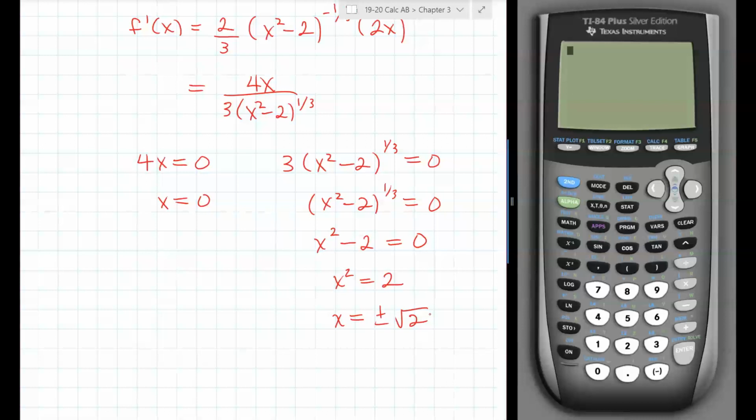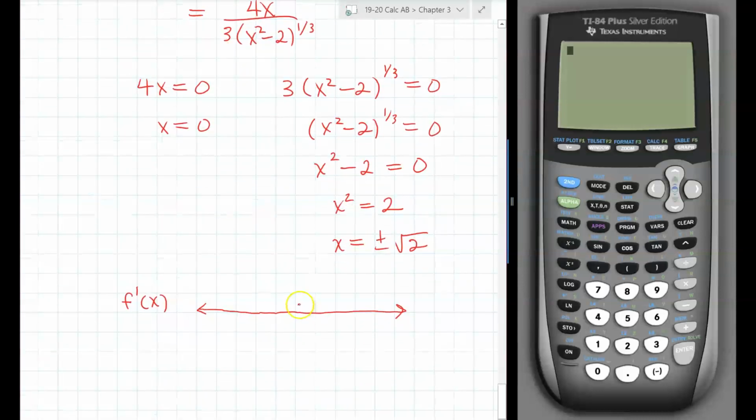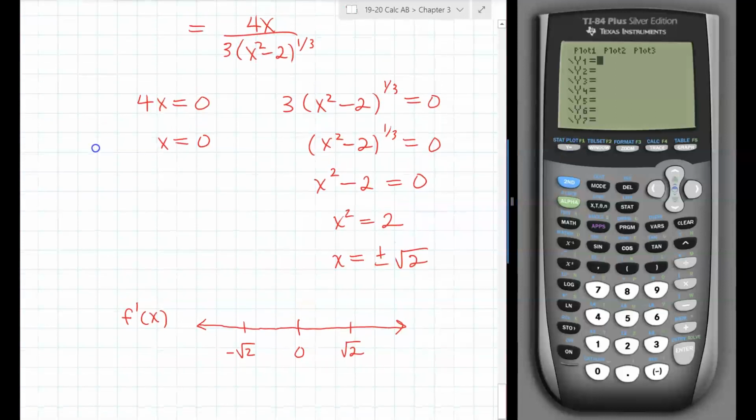So I'm going to make my sign graph here. Sign graph looks like this. I'm going to put a 0 in the middle, a negative radical 2 here, a radical 2 there. And what I'm going to do is graph that function, okay? The derivative function, because I want to plug numbers into the derivative function. So I'm going to graph the derivative function.